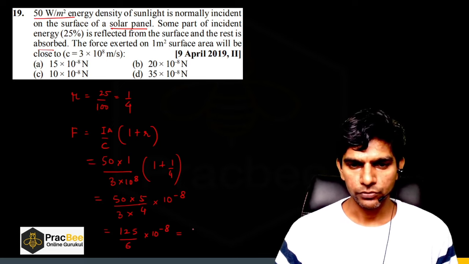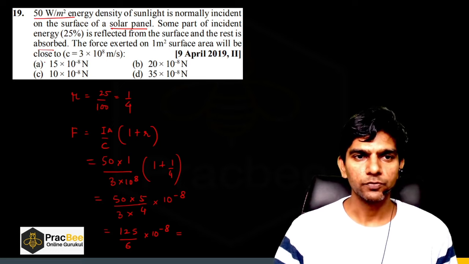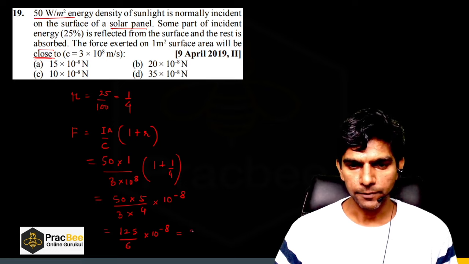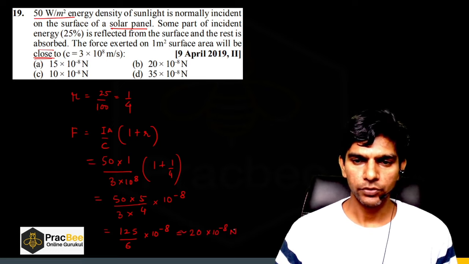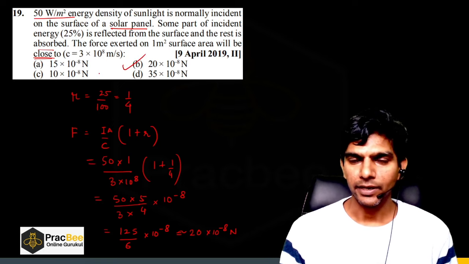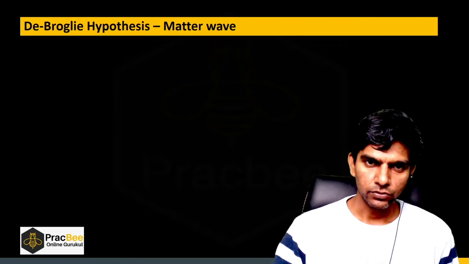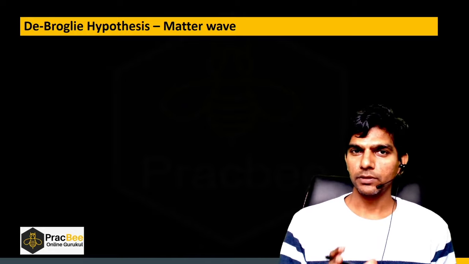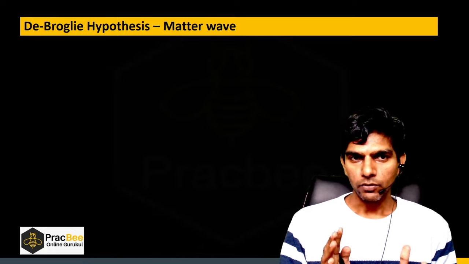So basically we have to find the answer closest to the option. That will be around 20, close to 20 into 10 raised to power minus 8 Newton. So option B is the right answer. Okay, right. So now let us see the next concept. So we are done with the photons. So you have to remember the formulas that we have studied. Now let us see this concept.